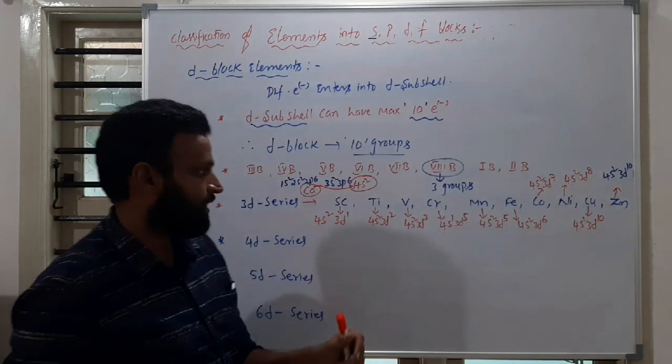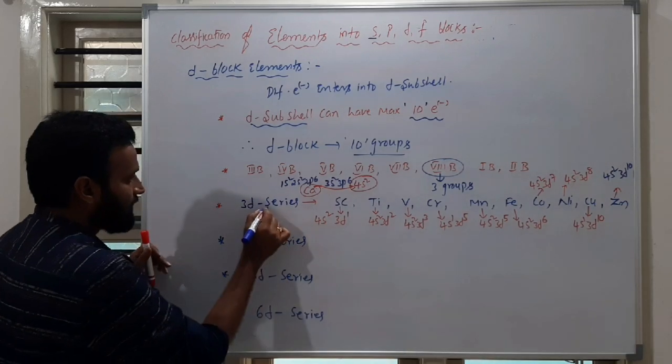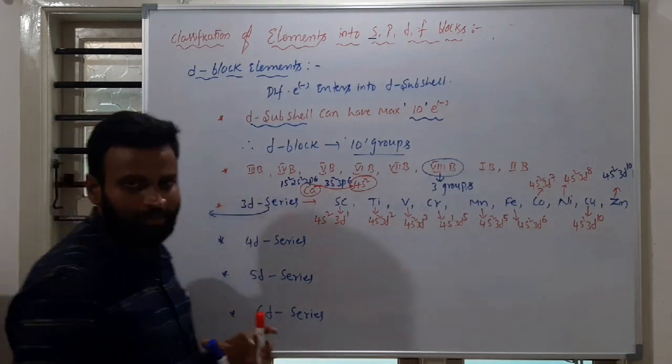So observe all the configurations. From that, what is the 3D series general configuration? You tell me.